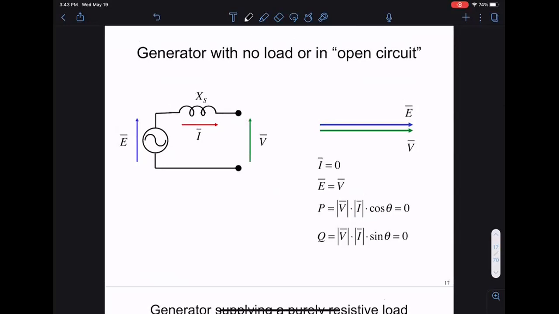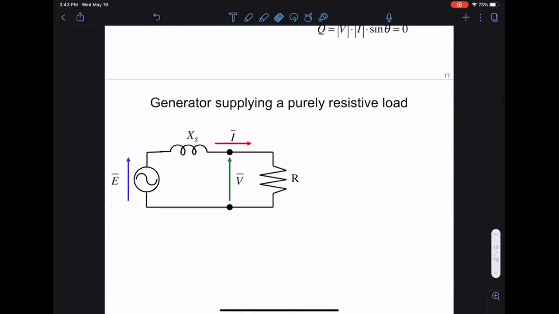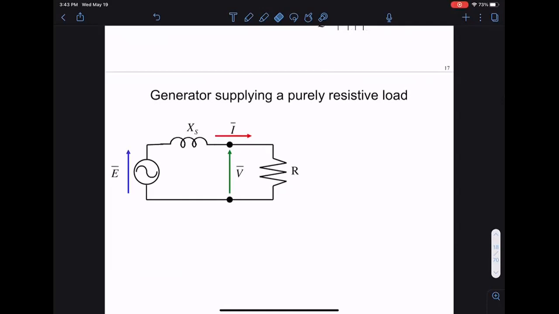If you have open circuit, then of course the current is 0, and the internal EMF voltage is equal to the terminal voltage. You don't deliver any power to the load. A little bit more interesting is what if you have a resistive load? We have this load. Then let's compute what the current is.